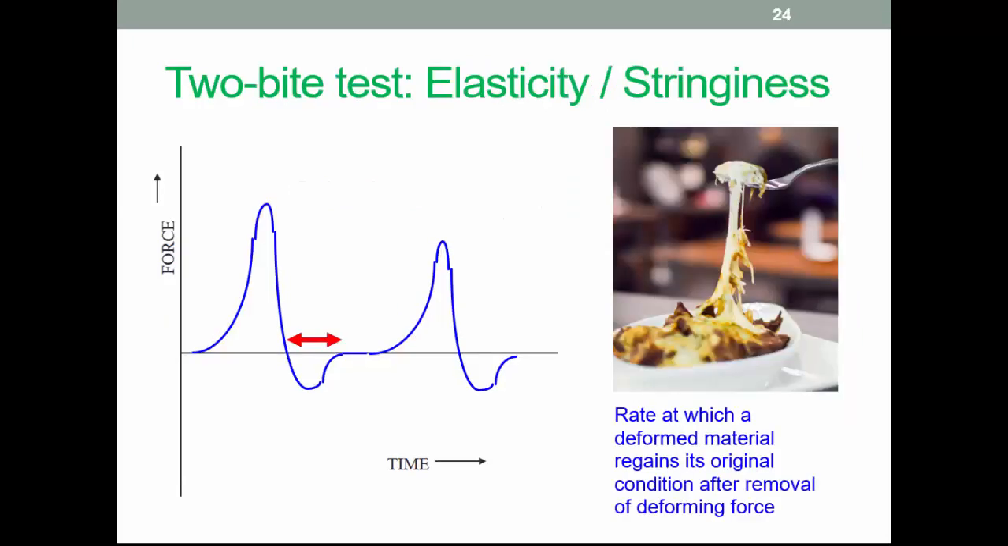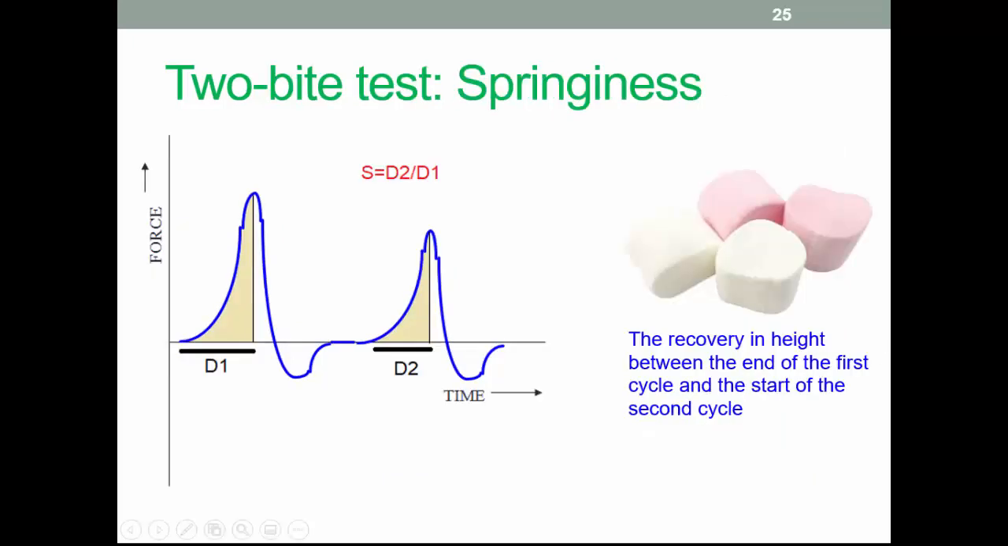Bounce back ability. When the deforming force of the probe is released, how quickly does food regain its original condition? And again, down here there's the formal definition. Springiness. A classic example of springy food would be marshmallows. Springiness is the degree to which the food returns to its original height after being compressed. It is calculated as the ratio of the two distances shown, again by the machine.